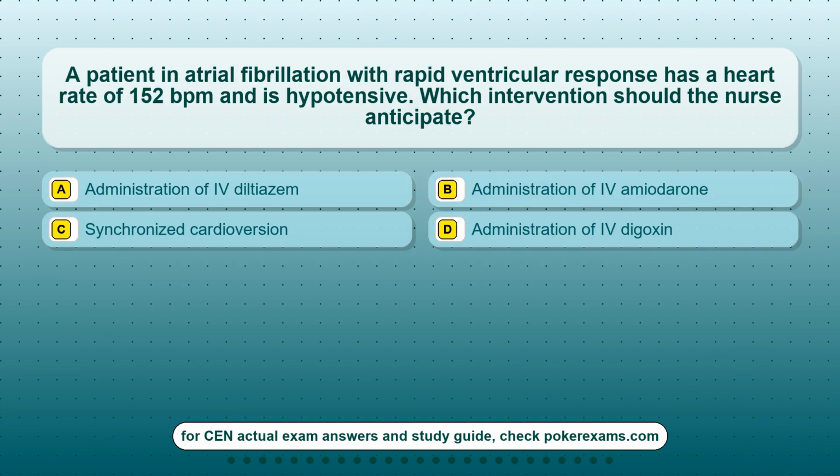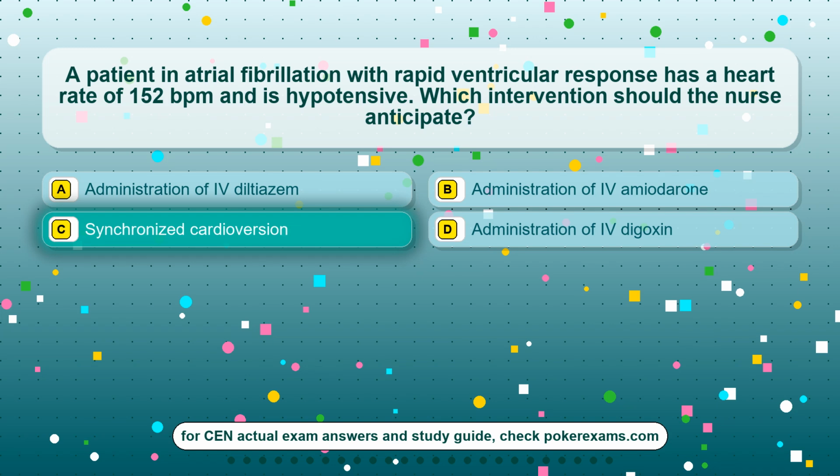Question 2. A patient in atrial fibrillation with rapid ventricular response has a heart rate of 152 bpm and is hypotensive. Which intervention should the nurse anticipate? Option A. Administration of IV diltiazem. Option B. Administration of IV amiodarone. Option C. Synchronized cardioversion. Option D. Administration of IV digoxin.